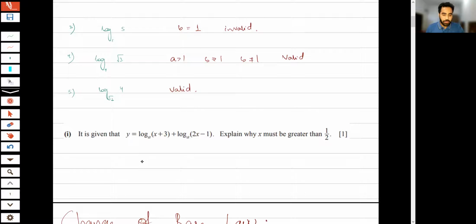I can take an example. If for example I take the value of x as 0, then this value would become -1. -1 would make this log invalid. So any value less than half, which goes inside this log, would make this log invalid. So for this log to be valid, for log (2x minus 1) base a to be valid, x has to be greater than half. Okay.